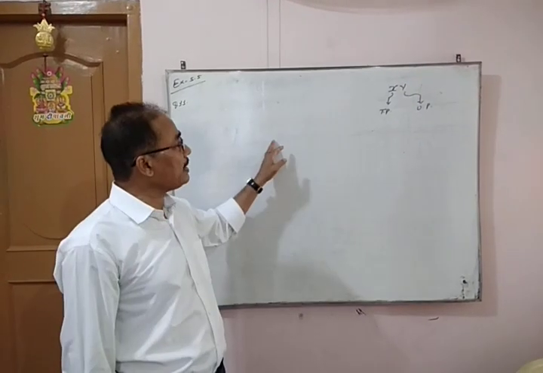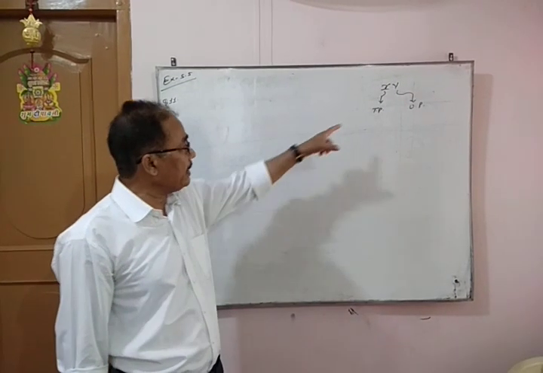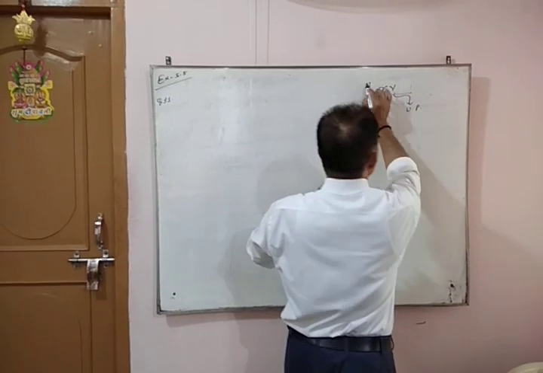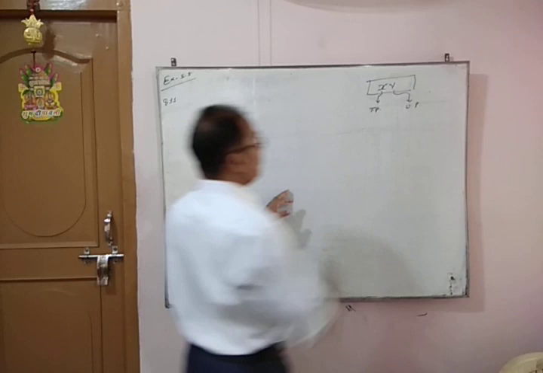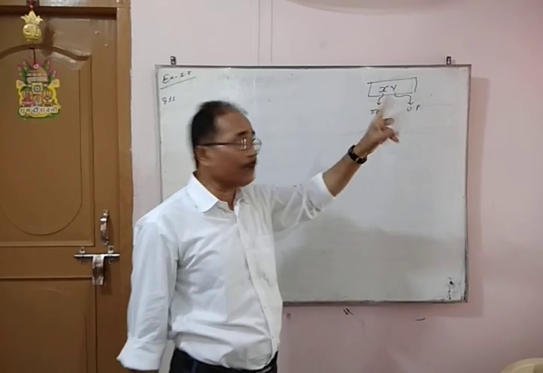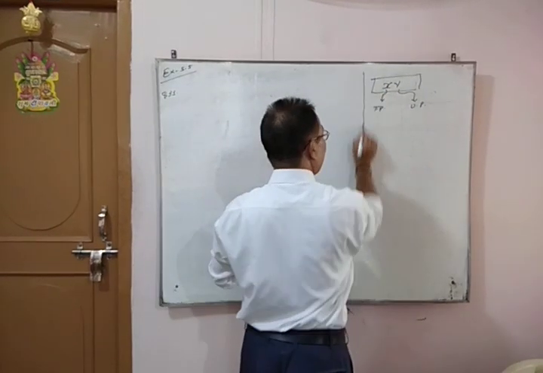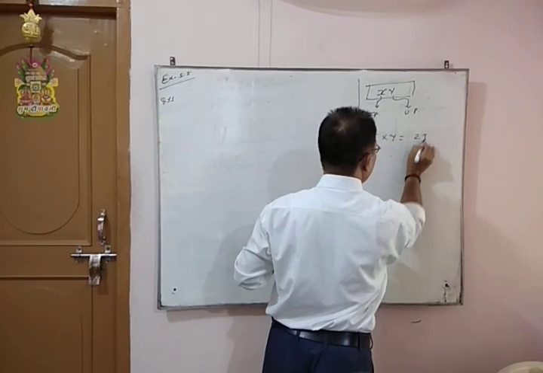In this question it is given that x and y are 2 digits, x is at the tens place, y is at the unit place. This is your number xy. It is given that x is greater than y, the tens place digit is greater than the unit place digit. It is given that the product of the digits is 27. So according to the question, x multiplied by y equals 27.